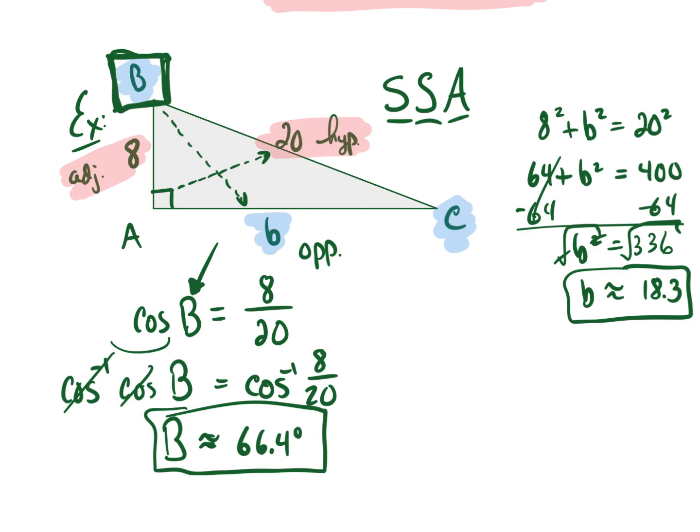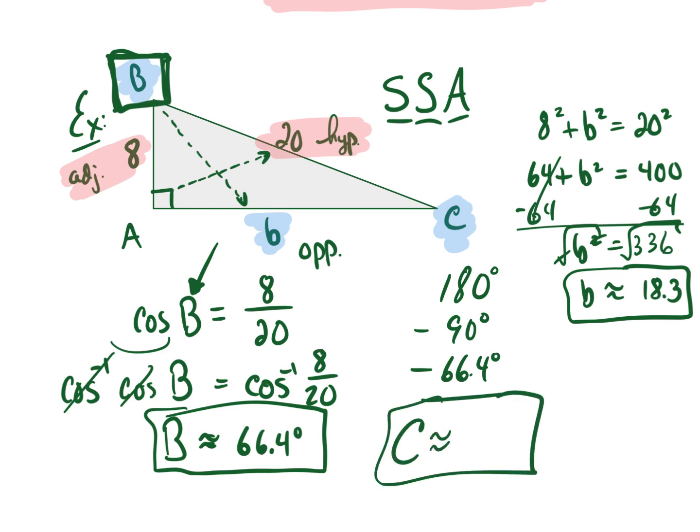All right, so we only have one left. That's angle C. We could go through this whole inverse trig function stuff again, or we could just remember that the three angles add up to 180 degrees. So if we subtract away angle A, the 90, if we subtract away angle B, the 66.4, whatever is left over then has to be angle C, because they again have to add up to 180. And what we get when we do that subtraction is 23.6 degrees.